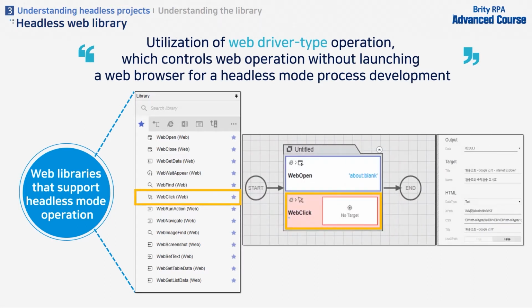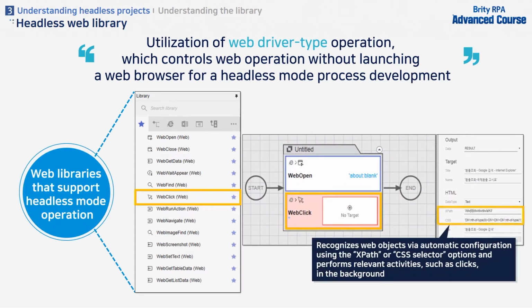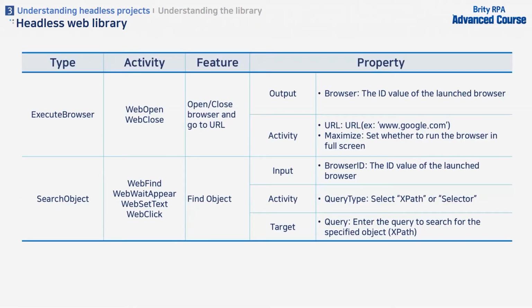In the Properties window of each activity, you can set the automatic configuration of Xpath or CSS selector to allow the activities to recognize web objects and perform relevant activities, such as clicks in the background. The main activities in the Headless Web Library include the Web Open and the Web Close activities, which are used to launch and close a web browser.